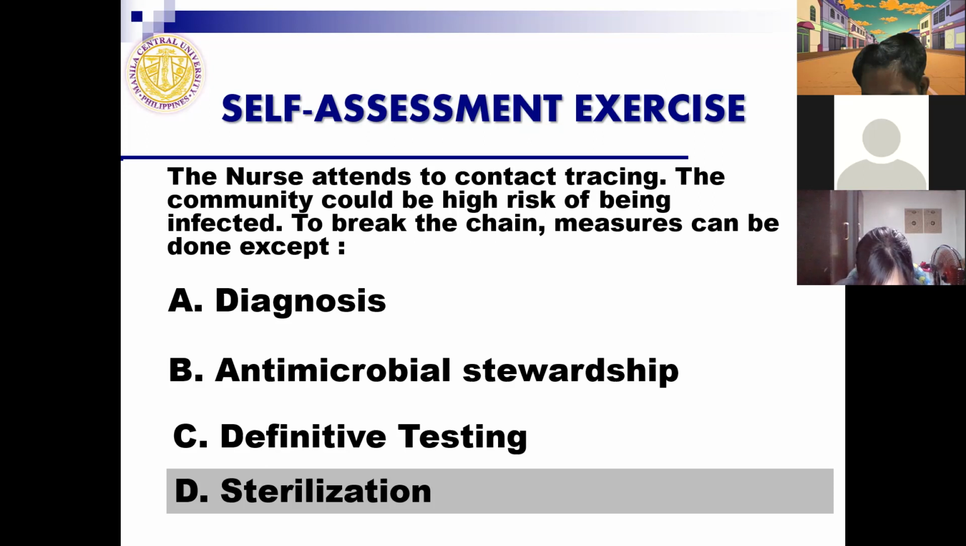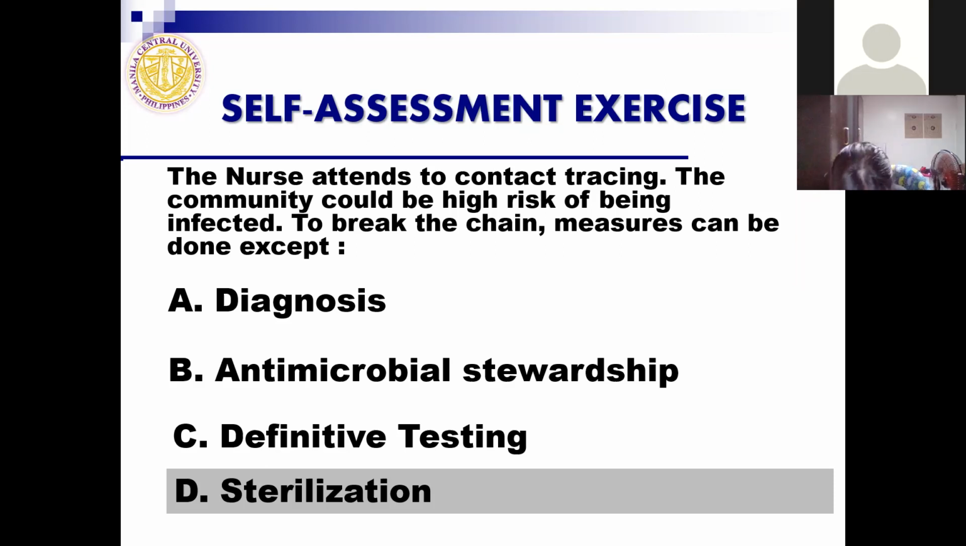Antimicrobial stewardship is one that may break the chain because of the term high risk, because it may depend on the doctor what would be the prophylaxis that can be used for the individuals who already have signs and symptoms. Definitive testing is not an except. The correct answer here is letter C, definitive test. Because what can really break the chain is definitive testing and results. Okay? So that's why it came out before, yung tinatawag nating mass testing, to identify how many people in the community are already infected with COVID-19.